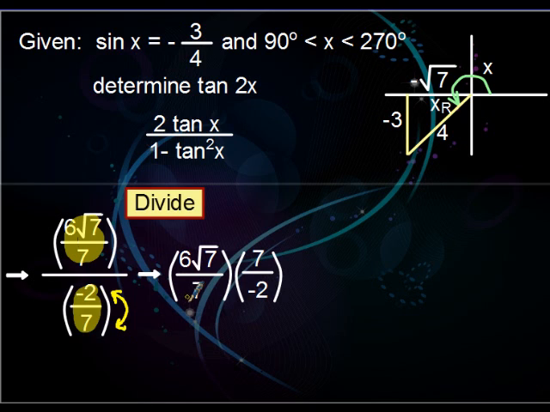Now, from here you should see some reductions. 7's reduce out to give you 1 and 1. 6 and 2 reduces as well. We wind up with 3 and negative 1. So that's really it.